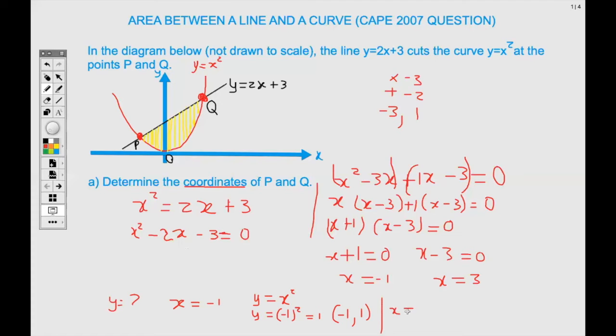Now I'm going to test when x is 3. So again, I'm using the same function. You could have used a line, but I'm using the same function. Y equal x squared. So replacing x with 3. So we're going to square the 3. So 3 squared is 9.